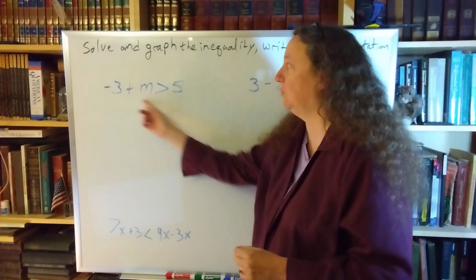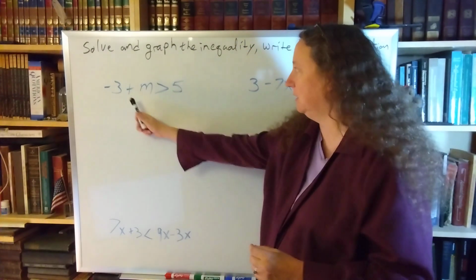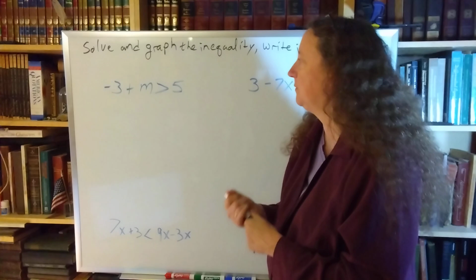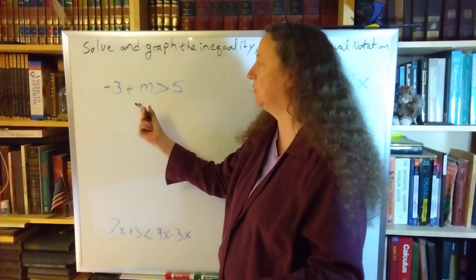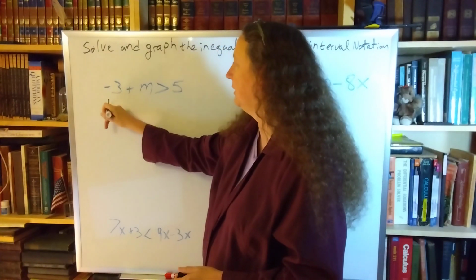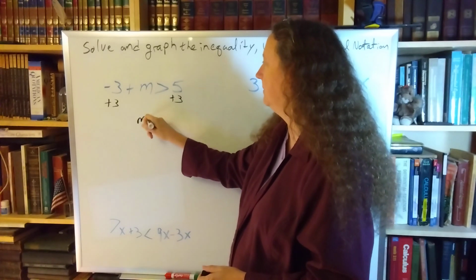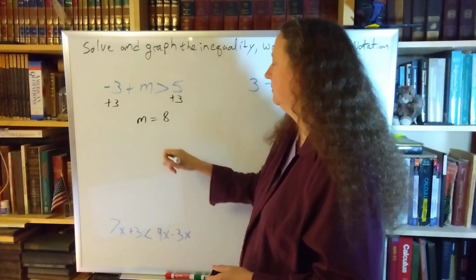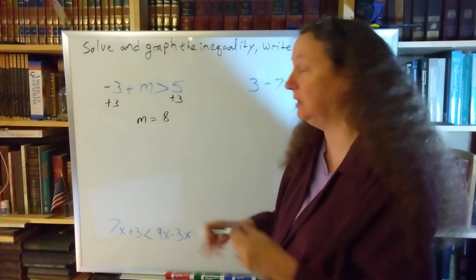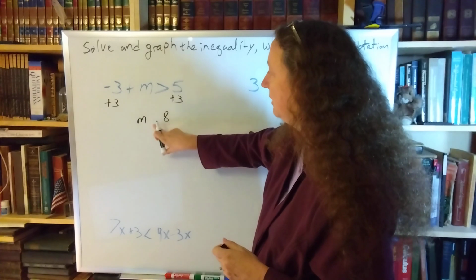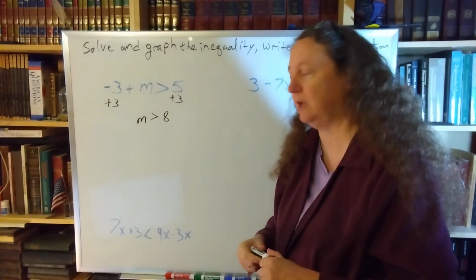But when we're looking at this one, we don't have that problem, because the only thing being done is addition. So I need to get rid of the -3 using addition or subtraction. So I'm going to add the 3 to the other side. Now I have m equals 8, if that were an equal sign. It's not, but like I said, we can treat it like it is. I want to keep my same sign that I have there. So m is greater than 8.